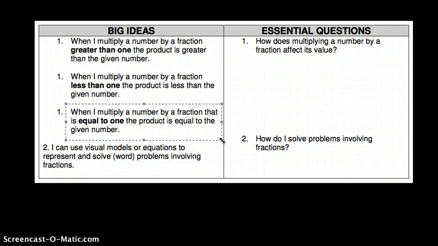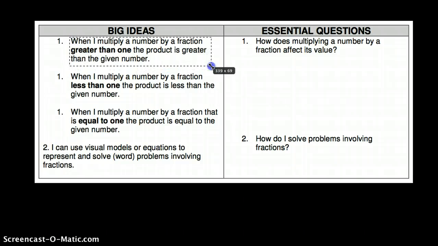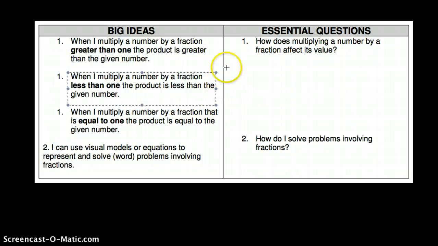Okay? Secondly, there are 2 other ideas. When you multiply a number by a fraction that's greater than 1, the product will be greater than that number. The third and final one is if you multiply a number by a fraction that is less than 1, then the product will be less than the given number. And you'll see that when we do some modeling with these, it really helps to understand what is happening.